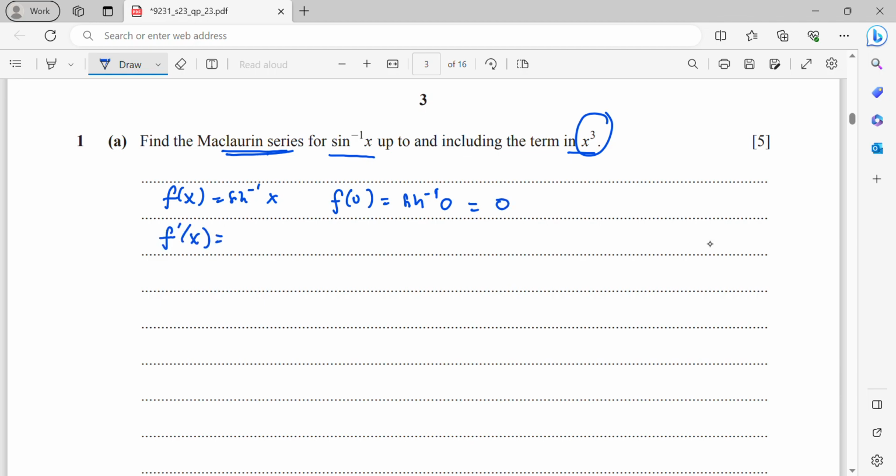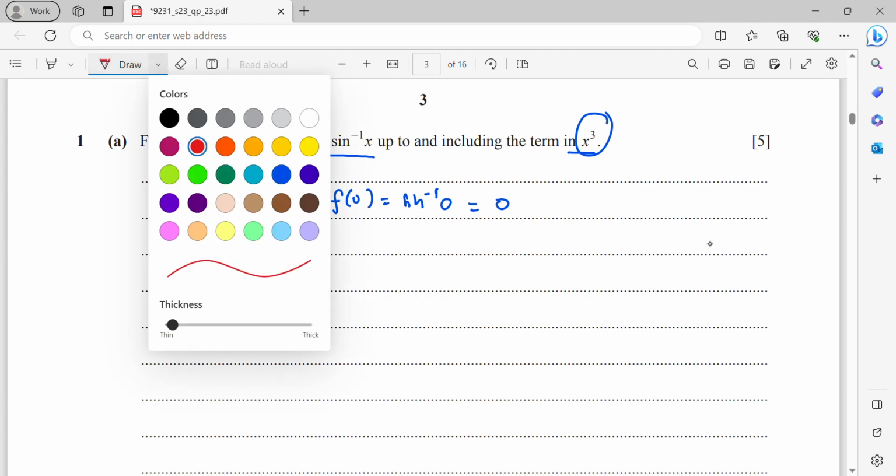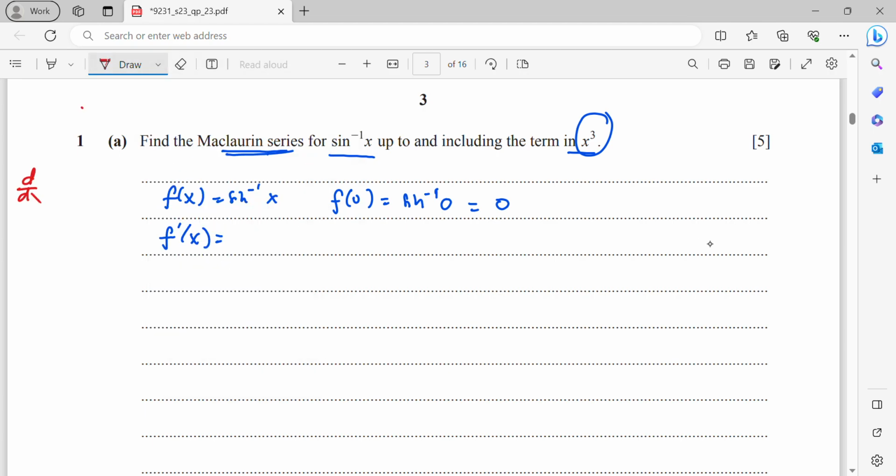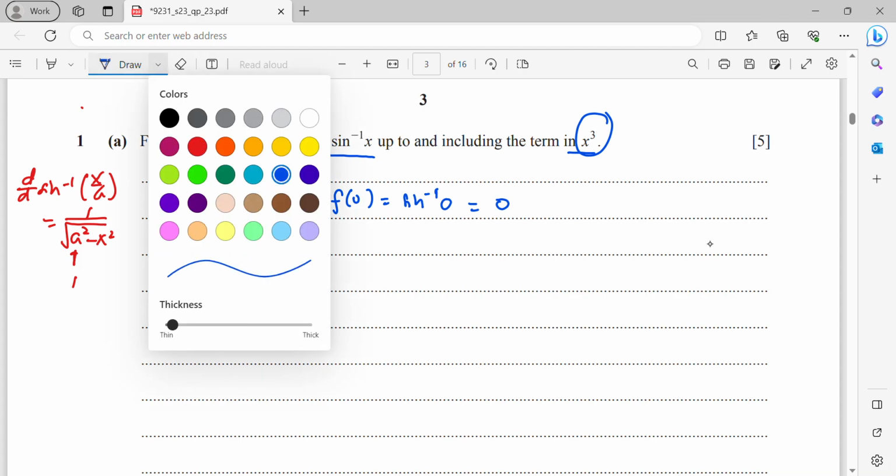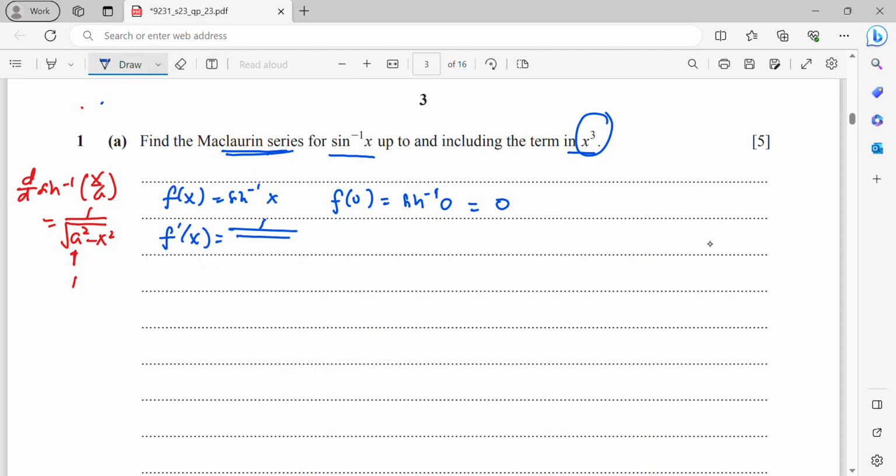Then after that, f prime x. So for this f prime x, you can just use the formula from the formula list. Basically, differentiate inverse sine x over a, it will be 1 over square root of a squared minus x squared. So from here your a is 1. Therefore you will be getting 1 over square root of 1 squared minus x squared. So this is 1 over square root of 1 minus x squared.